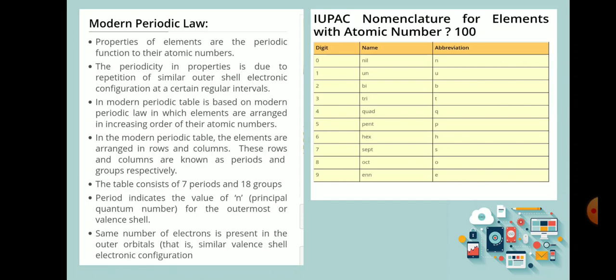Digit 6, name hex, abbreviation H. Digit 7, name sept, abbreviation S. Digit 8, name oct, abbreviation O. Digit 9, name enn, abbreviation E.